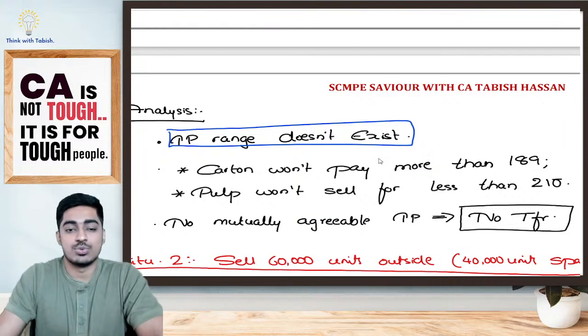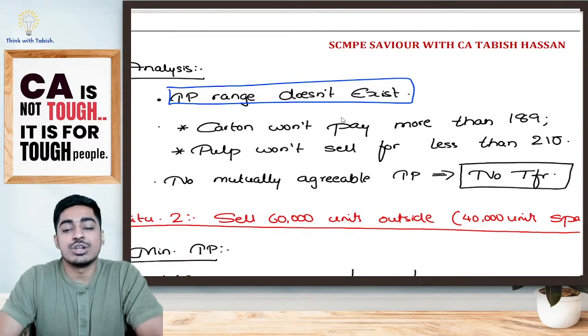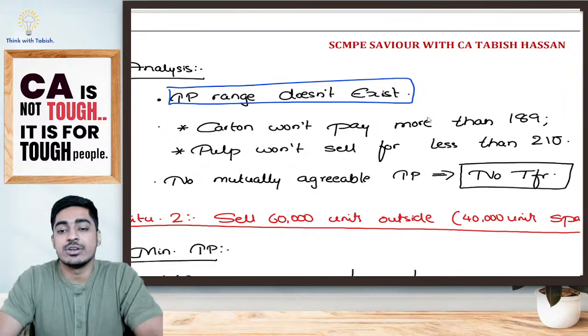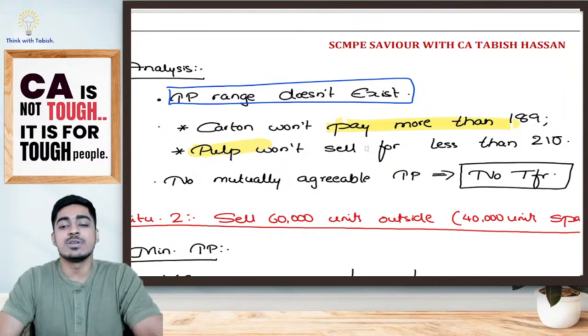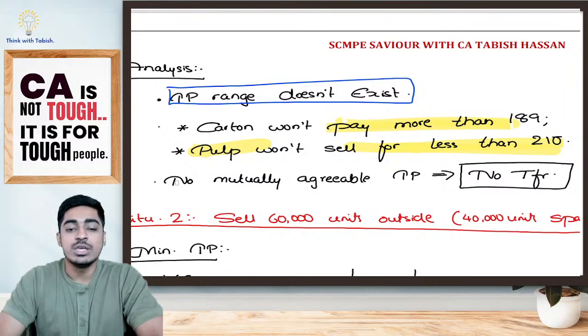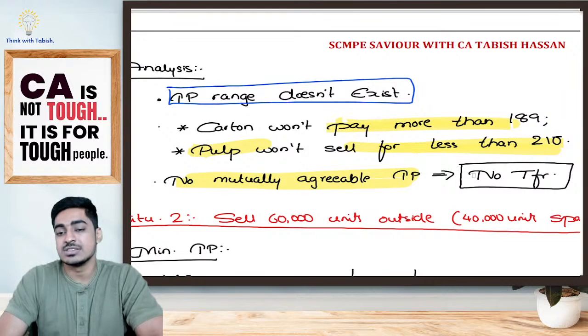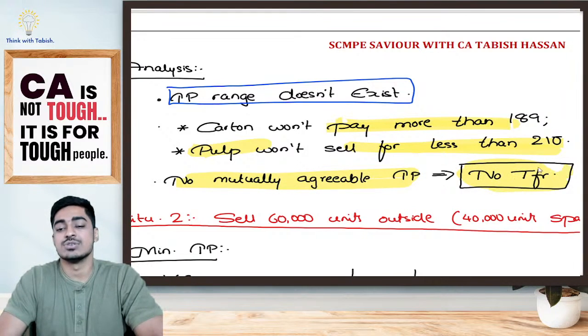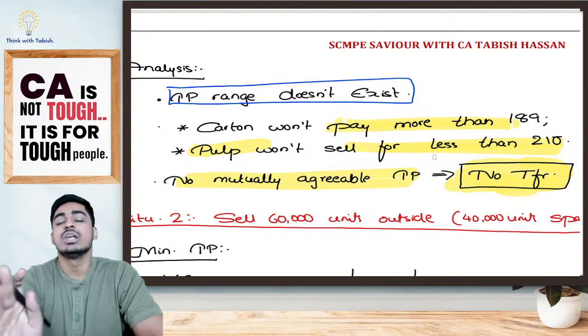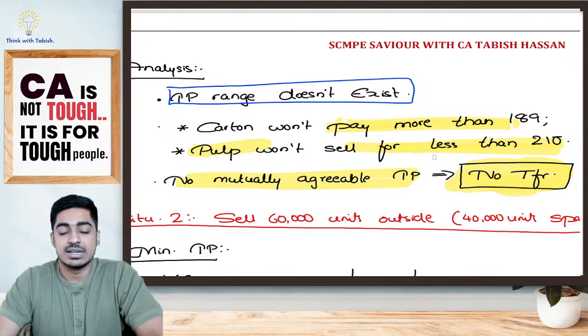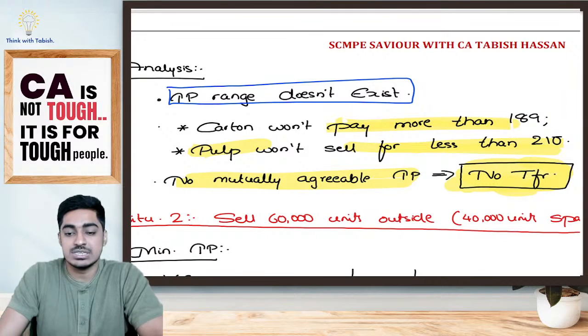So what we are saying is, Carlton division will not pay more than 189 rupees, and the pulp division will not sell for less than 210 rupees. So there will be no mutually agreeable transfer price, and no transfer will take place. Even if they discuss, talk, fight, throw chairs, whatever they do, the transfer cannot take place. Clear? That is the first scenario. Is it clear, students?